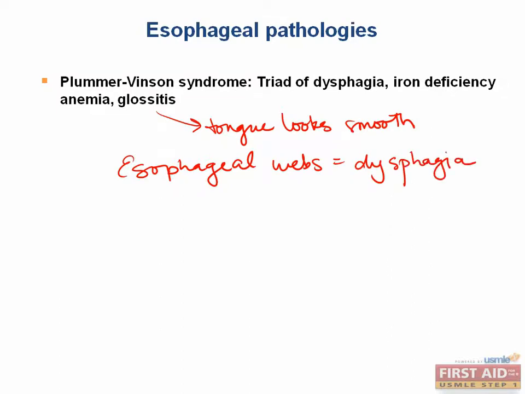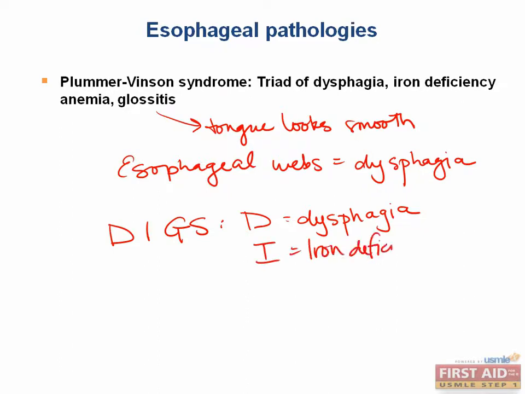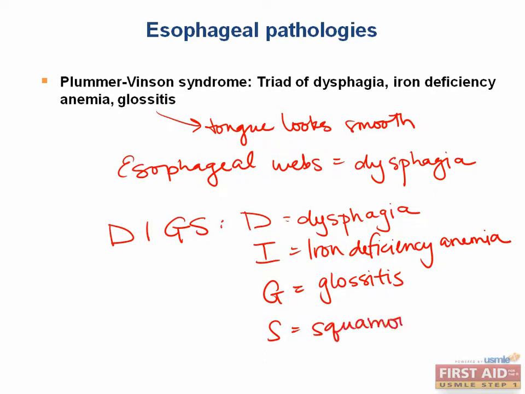This can be hard to remember, so I use the mnemonic, the Plummer-Vinson digs a hole for the iron pipe. D stands for dysphagia. This dysphagia is coming from the esophageal webs. I is the iron deficiency anemia. G is for glossitis. And S is for the increased risk of squamous cell carcinoma. You treat this with iron supplements.